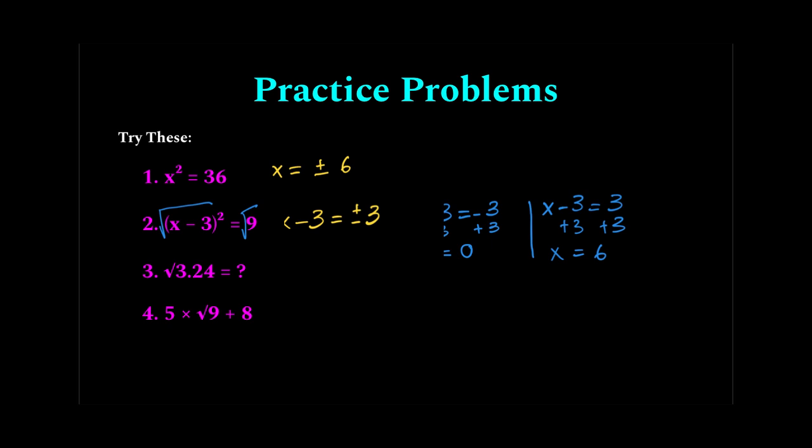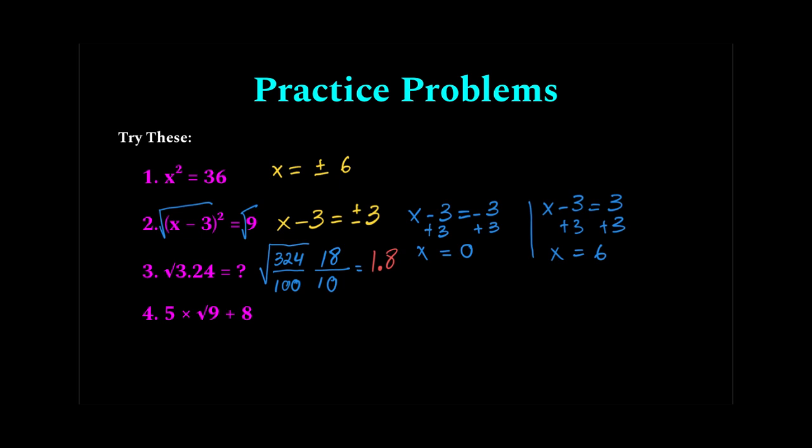Square root of 3.24, we will rewrite it as a fraction, which will be square root of 324 over 100. Square root of 324 equals 18, and square root of 100 equals 10, which we can write as a decimal, which is the same thing as saying 18 divided by 10, which will equal 1.8.